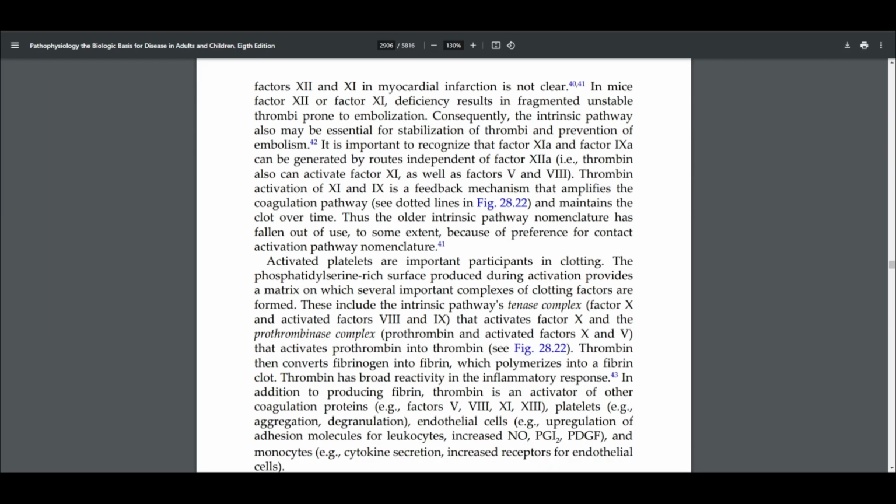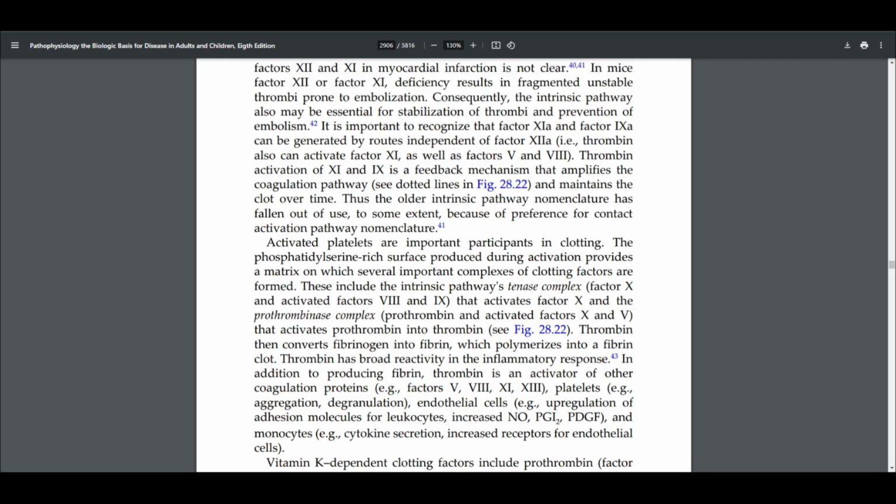The role of factor 12 and 11 in myocardial infarction, however, is not clear. In mice, factor 12 and factor 11 deficiency results in fragmented, unstable thrombi prone to embolization. Consequently, the intrinsic pathway also may be essential for stabilization of thrombi and prevention of emboli. It is important to recognize that factor 11a and 9a can be generated by routes independent of factor 12a. Thrombin activation of 11 and 9 is a feedback mechanism that amplifies the coagulation pathway and maintains the clot over time. Thus, the older intrinsic pathway nomenclature has fallen out of use to some extent because of preference for contact activation pathway nomenclature.